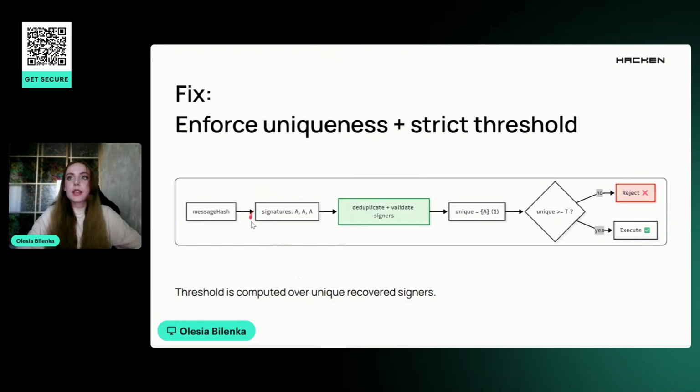Signatures came in as AAA, so the same signature copied 3 times. But firstly, we deduplicated them and received the unique amount of signers, which was 1. And unique, which was 1, was less than the threshold, which was 3. So the transaction was rejected. The key lesson here is that when we audit a multi-sig bridge, we need to check whether uniqueness is enforced, because count means nothing if duplicates are not filtered.